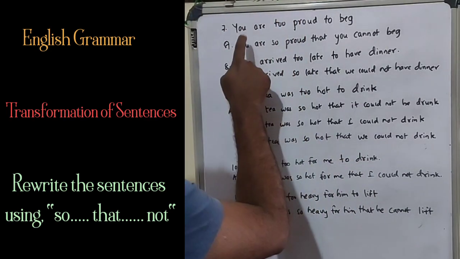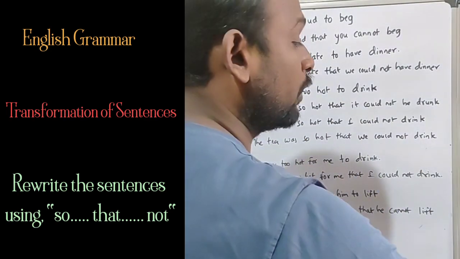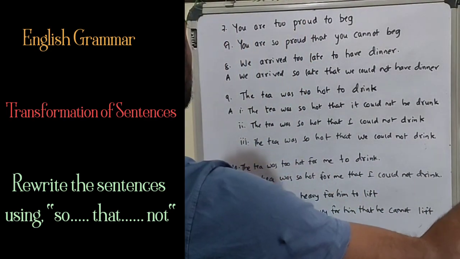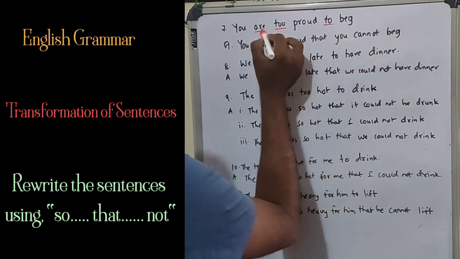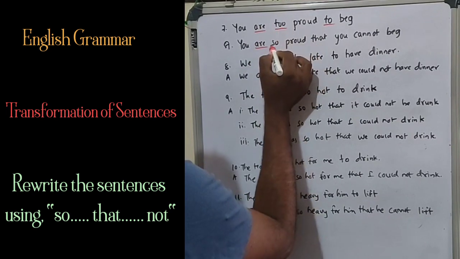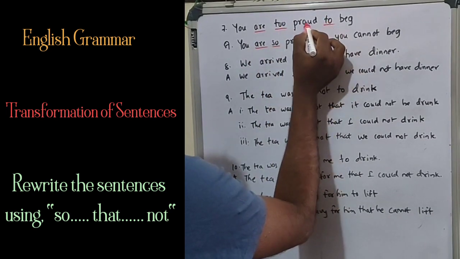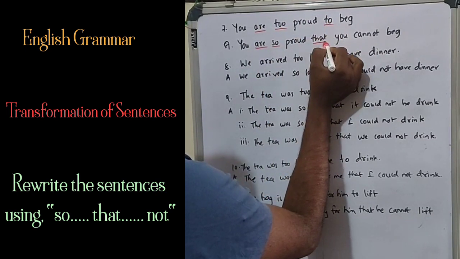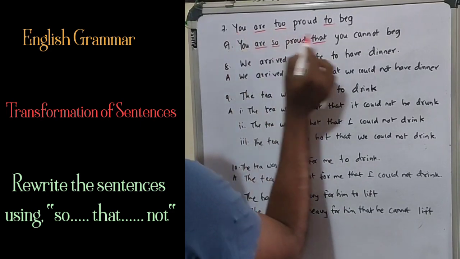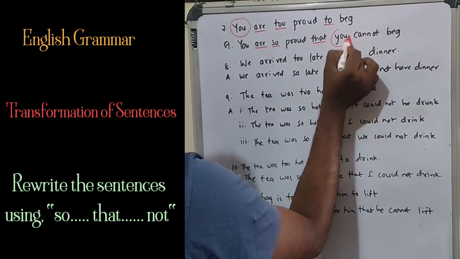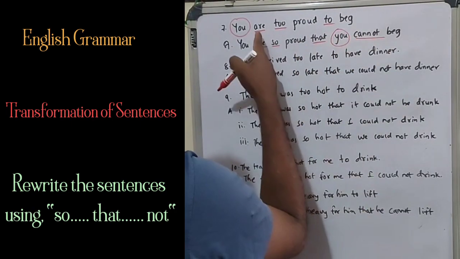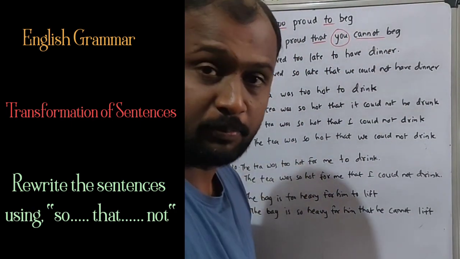Look at this. You are too proud to beg. See, this is present tense, are. You retain this are as it is, in the place of to use so. In the place of the second to, first use that, after proud as it is. And the subject is you, so write you as it is here, and you write cannot because this is present tense. Are refers to present tense.